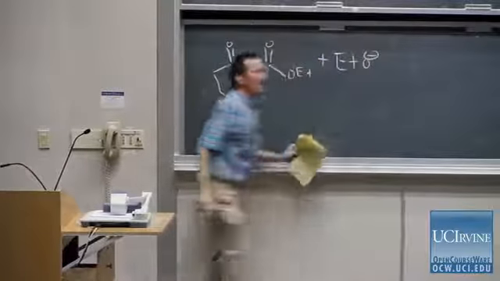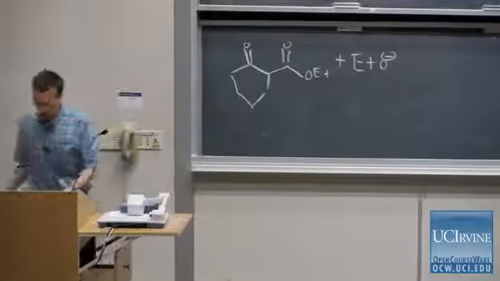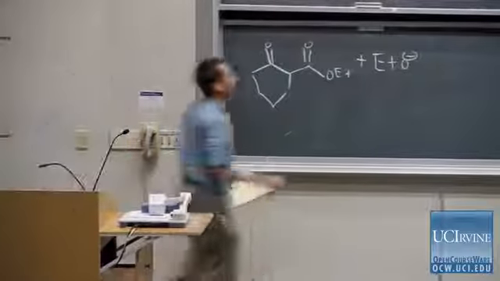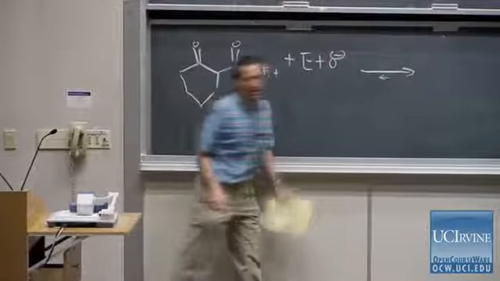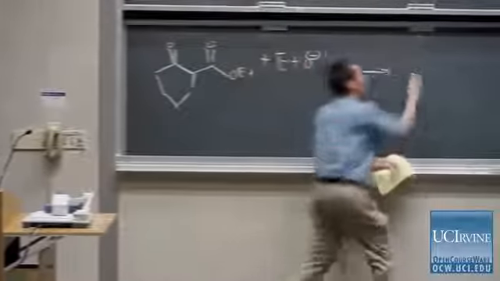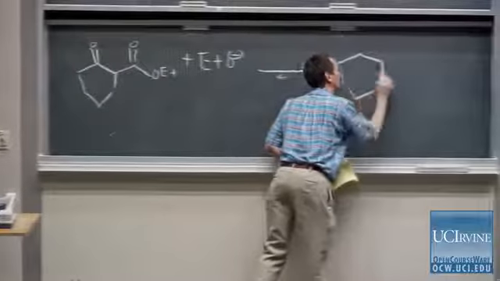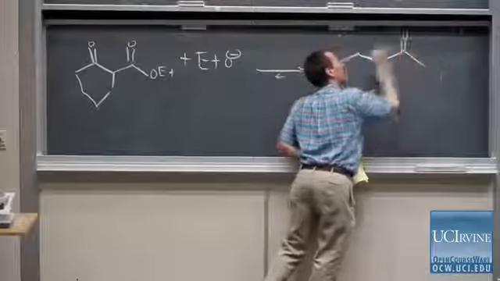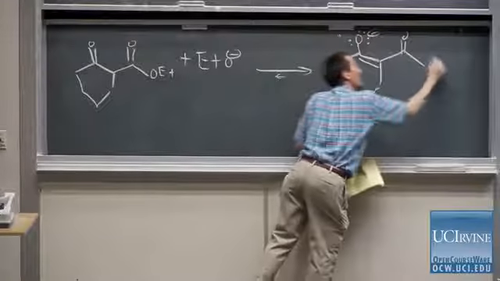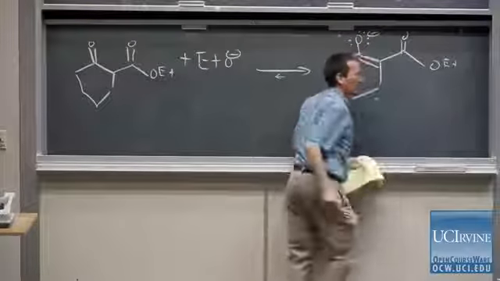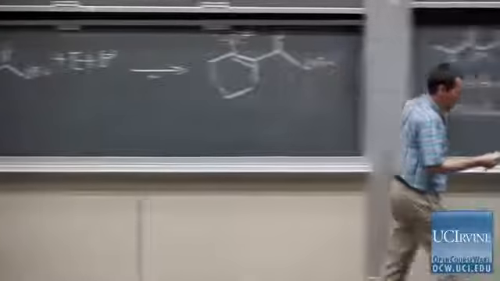Plus ethoxide. Not going to draw in all my lone pairs of electrons. And that final step, that equilibrium that lies way, way to the right, pulls off the proton, generates our enolate. If you don't like the way I draw my enolate, draw the negative charge on the alpha carbon. All right.